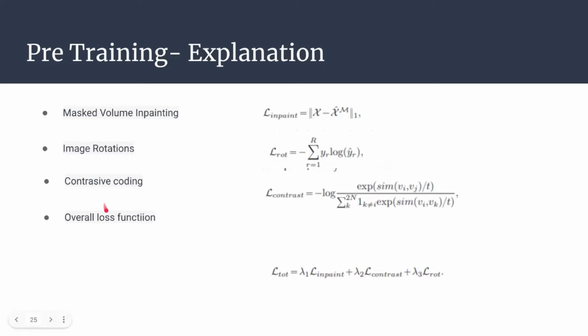Then for contrastive coding, a linear layer is attached to the Swin UNETR encoder to map each augmented subvolume to a latent representation. Cosine similarity is used for distance measurement. Contrastive coding loss maximizes mutual information between positive pairs and minimizes it between negative pairs. So this is the idea of it. And then we have the overall loss function.